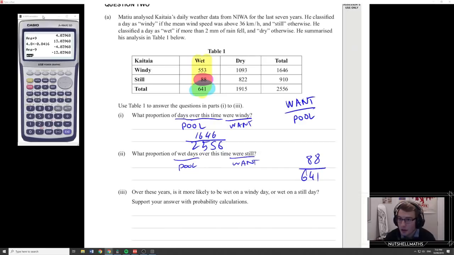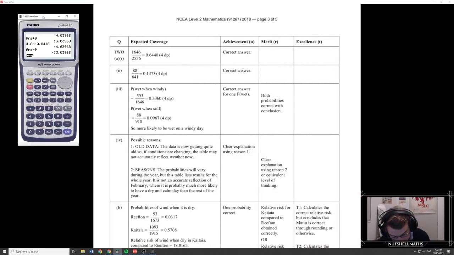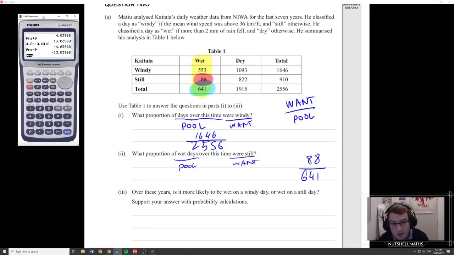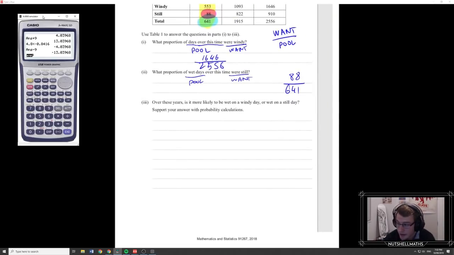Right. Are we all good with that? That stuff is the easy stuff. That's 2 achieves right there. Let's check the answers. We can leave it as a fraction. 1646 over that, 88 over that. Not too bad. 1646 over that, 88 over that. Easy peasy. Okay. Right. Let's have a look at this.